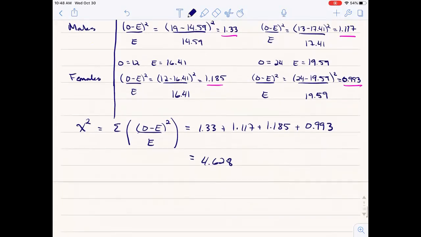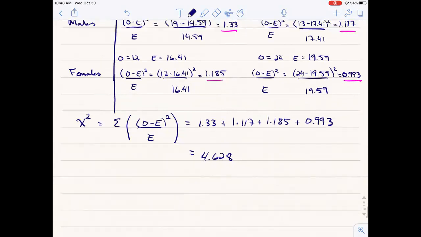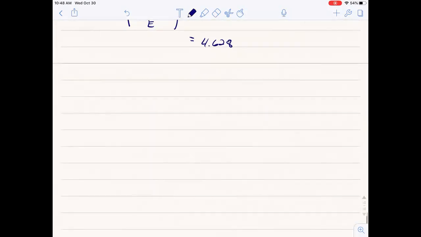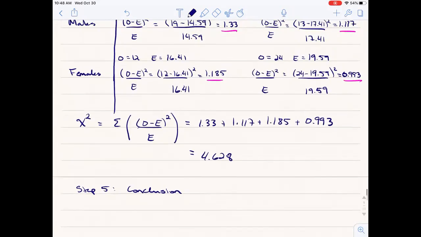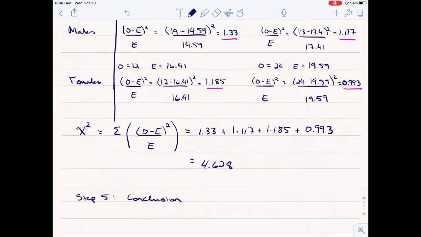So now, for our final step, this was step 4. Step 5 is our conclusion. And if you decide to compare your calculated chi-squared to the critical value in step 4 or step 5, it doesn't matter. But I'm going to use it as part of my conclusion, to say this is why I'm rejecting the null hypothesis. And what does that mean?